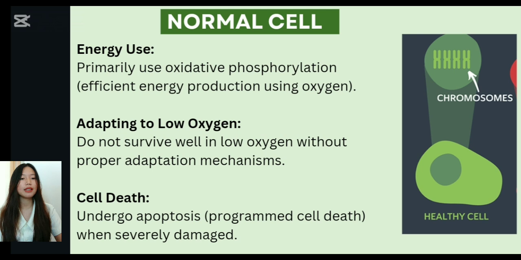So normal cells nag-undergo ng cell death. When normal cells are seriously damaged, they undergo apoptosis, which is a controlled form of cell death. This process helps get rid of cells that could be harmful, preventing damage to the other cells, no? So yun yung apoptosis. So nag-undergo siya ng apoptosis.